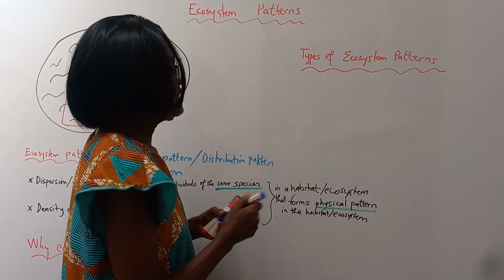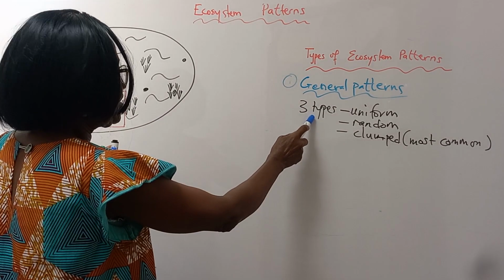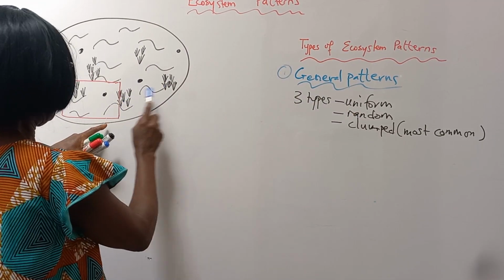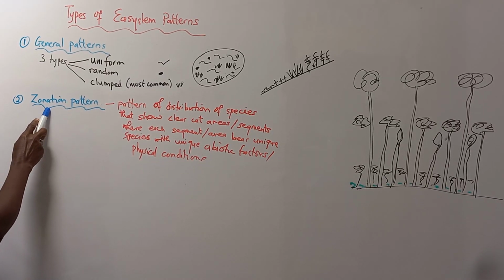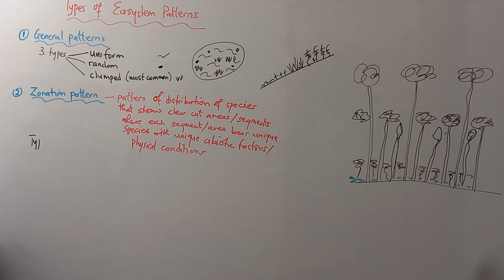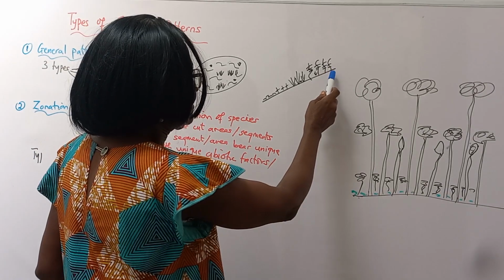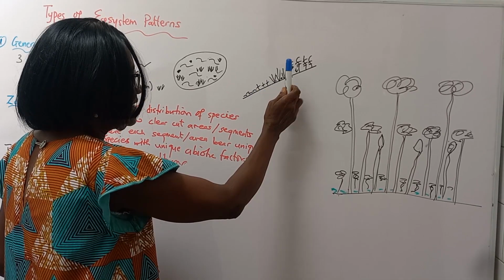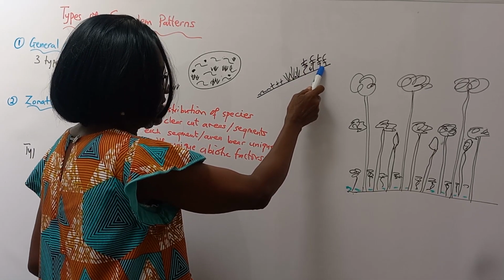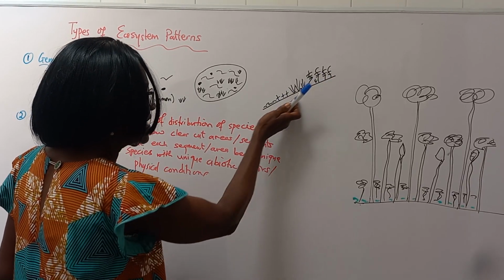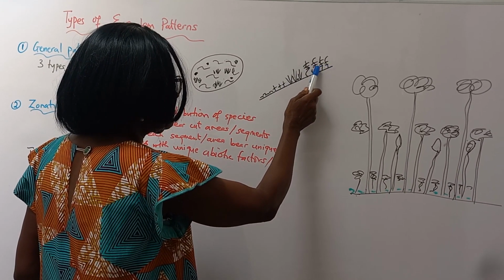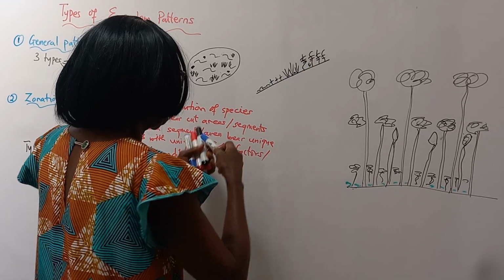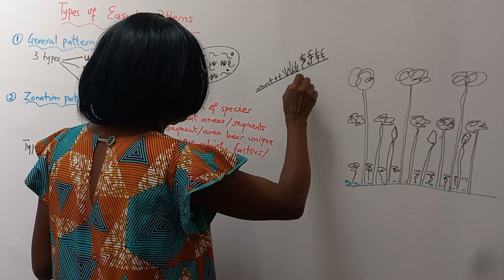Types of ecosystem patterns. We have general patterns, and there are 3 types: uniform, random, which we discussed, and clumped, the most common. Then we have zonation patterns. And what is zonation? Well, zonation is having clear-cut areas or segments that have unique features. For instance, if I say this is an ecosystem, you can see that these species of organisms are clearly different from here. So we can have clear-cut areas. This is one area, this is one area, this is one area.